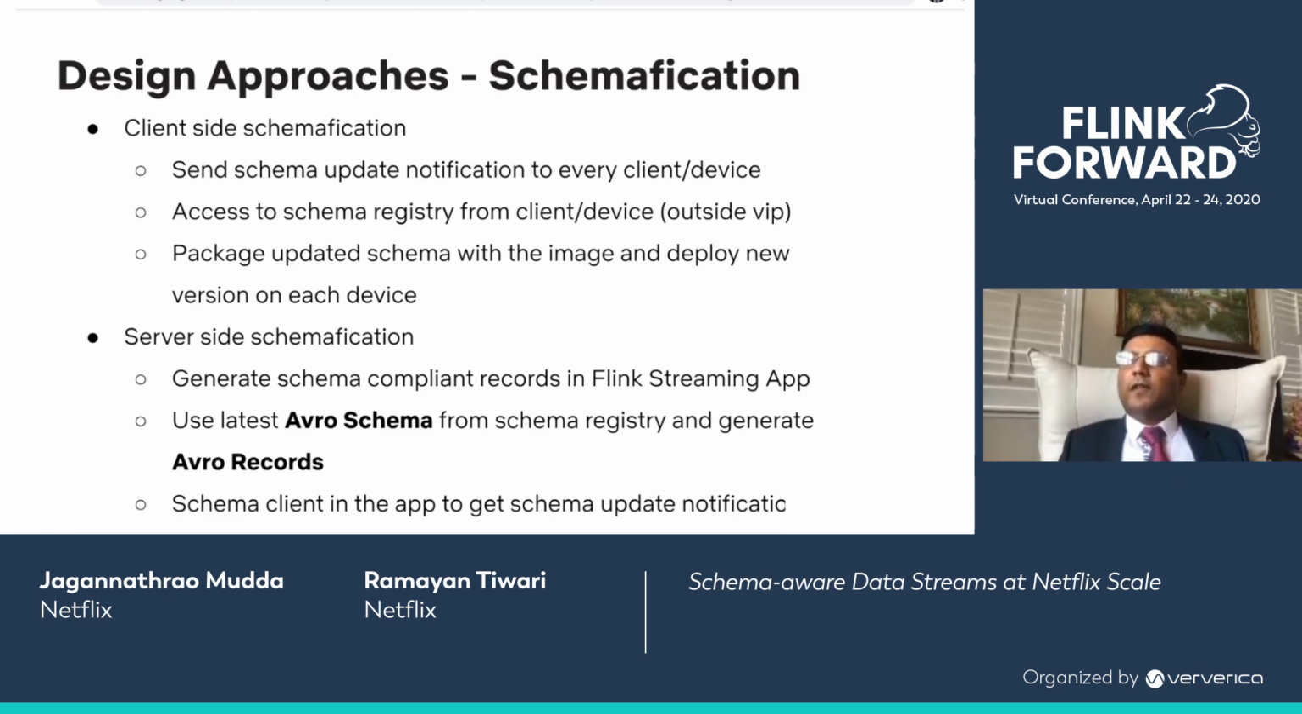Let us discuss about design approaches that we consider for schemafication. There are two options for generating event records based on the schema. One was generating on the client side, another one on the server side. We didn't consider client-side schemafication as accessing the schema registry from millions of devices outside the Netflix VIP was very challenging. In case schema registry is not considered, then any updates to schema requires a new application version to be pushed to all the client devices. Hence, we have considered server-side schemafication.